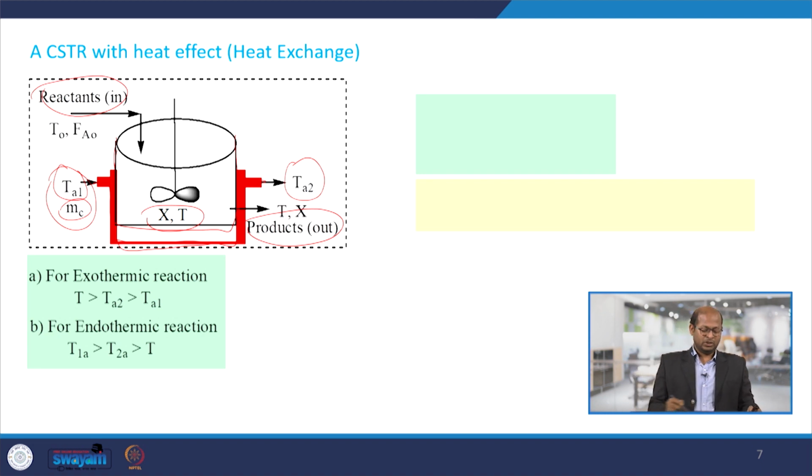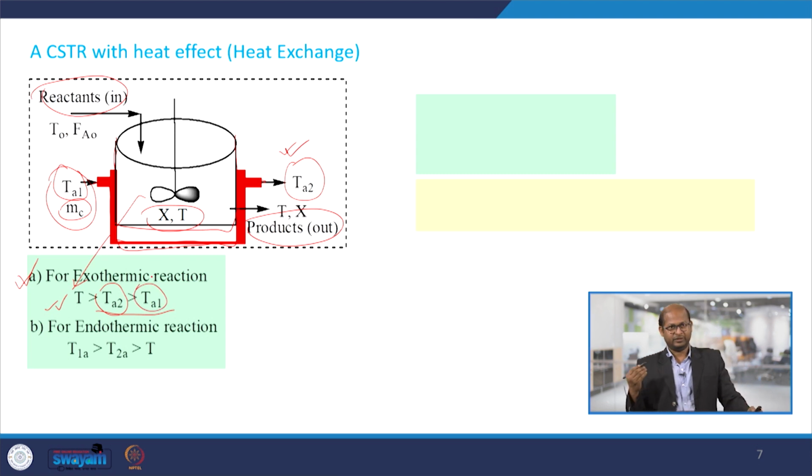If an exothermic reaction is there, then the temperature T inside the reactor is always greater than this. This outlet temperature would be greater than this temperature. The coolant inlet temperature is low, the coolant outlet temperature will be higher, and the reaction temperature would be higher than both. When the reaction is endothermic, the temperature inside the reactor would be lower than the heat transfer fluid temperature, since heat would be supplied.